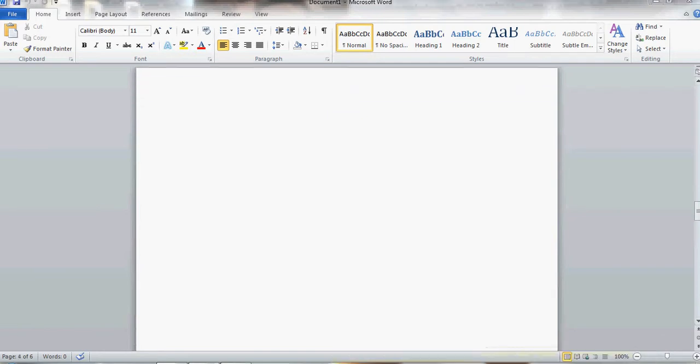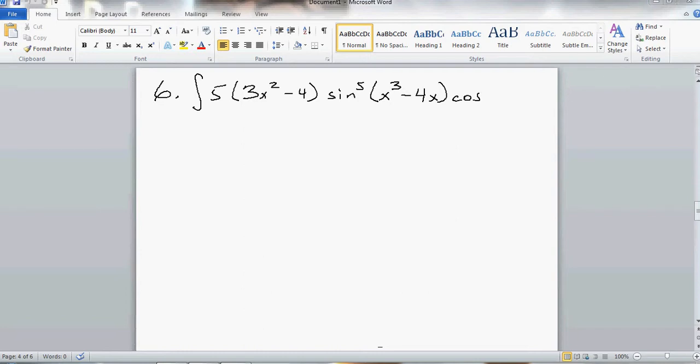Number 6. The integral of 5 times 3x squared minus 4 times sine to the 5th of x cubed minus 4x times cosine of x cubed minus 4x dx. Okay.